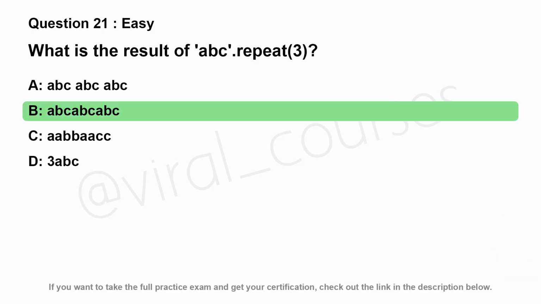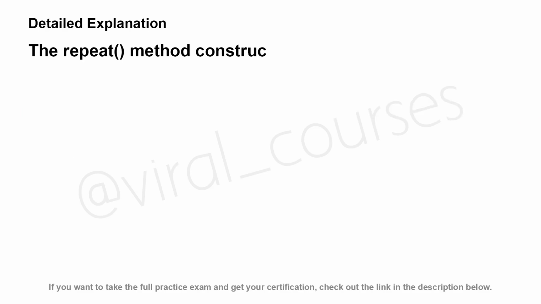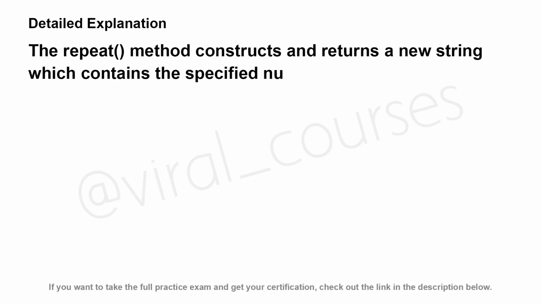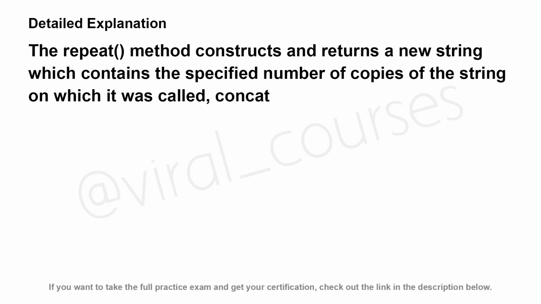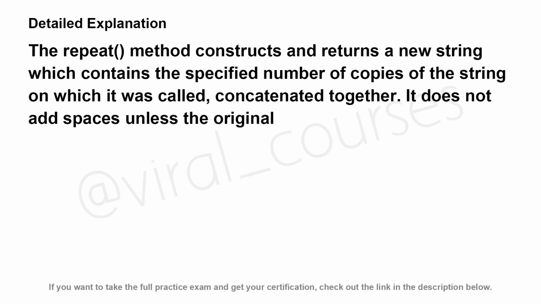The correct answer is B. The repeat method constructs and returns a new string which contains the specified number of copies of the string on which it was called, concatenated together. It does not add spaces unless the original string had a space at the end.